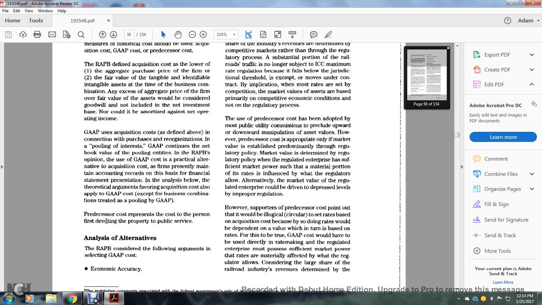Predecessors represent the cost of the person devoting the property to the public service.